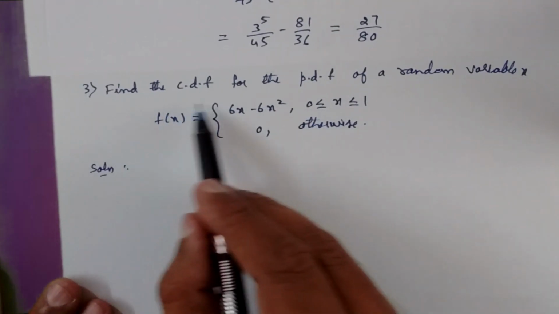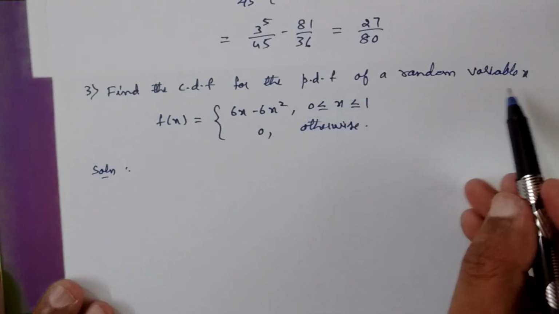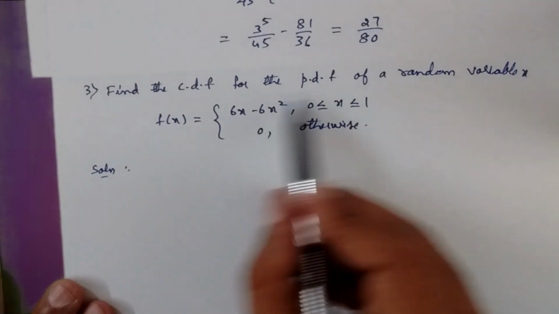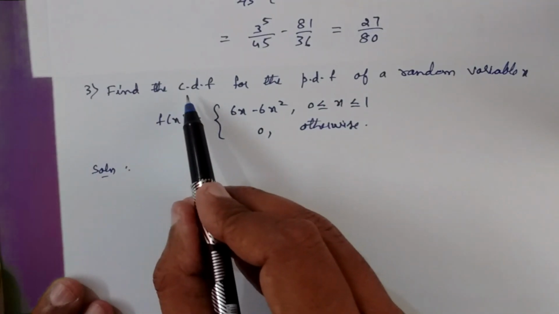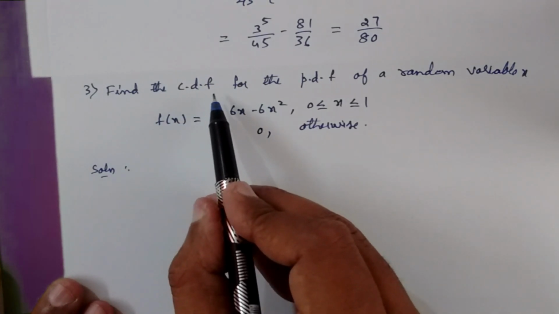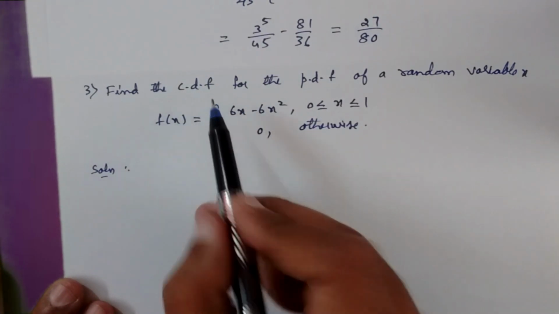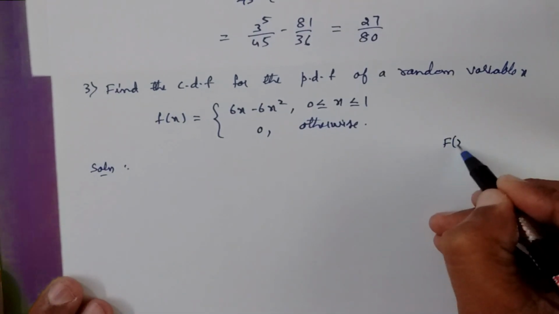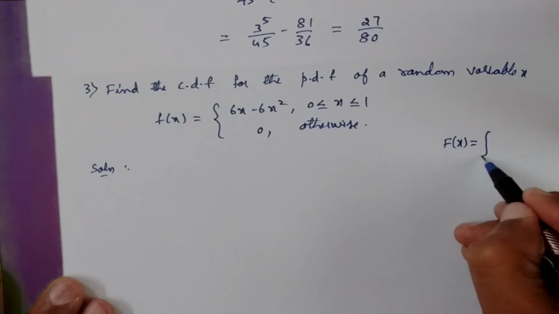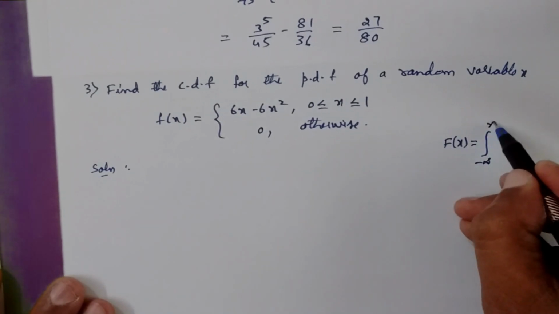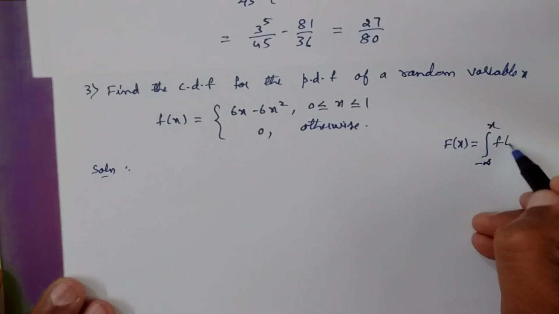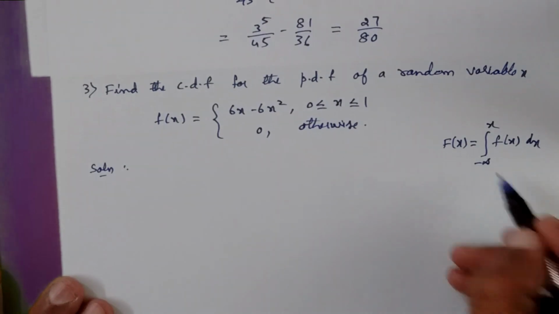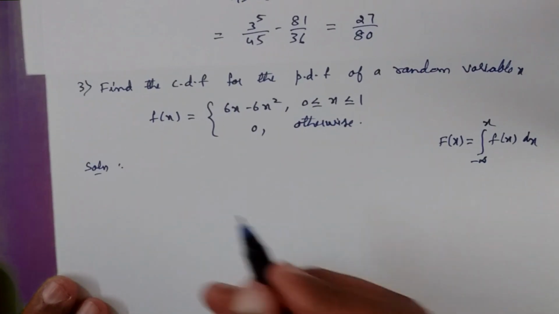So we have the question: find the CDF for the PDF of a random variable x. F of x is equal to so much. CDF represents the cumulative distribution function. Alright. So I have given you the formula for the cumulative distribution function, capital F of x, to be equal to integral of minus infinity to x of f of x into dx. That's the basic formula I have given you. So let us use that formula here.